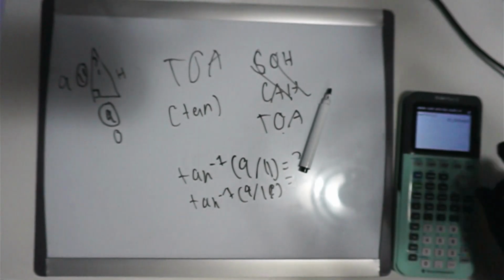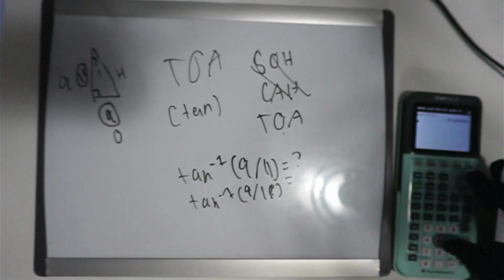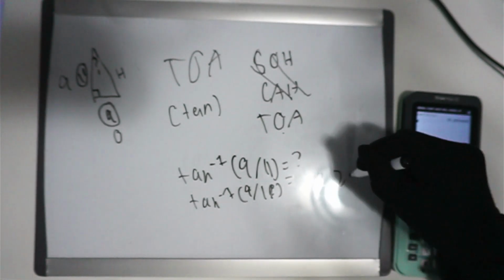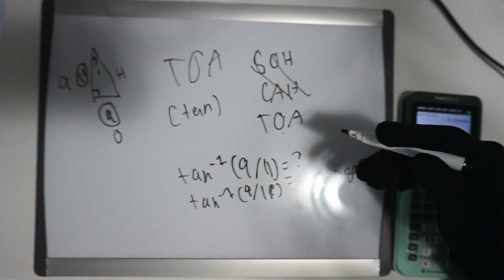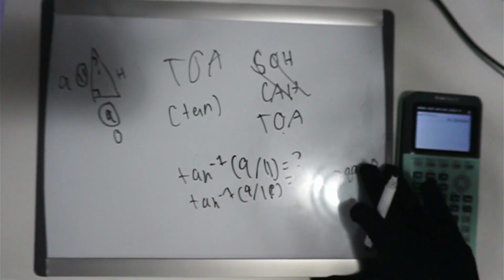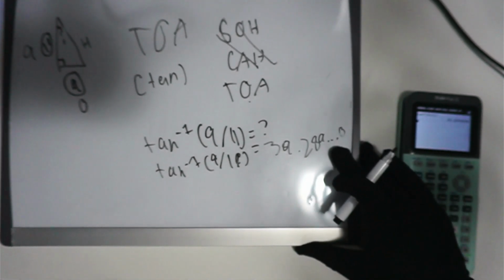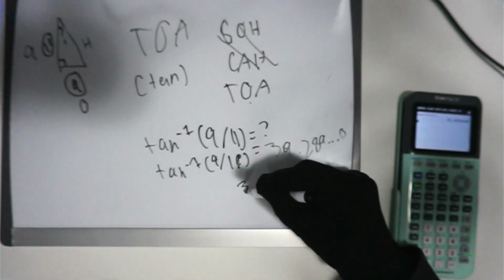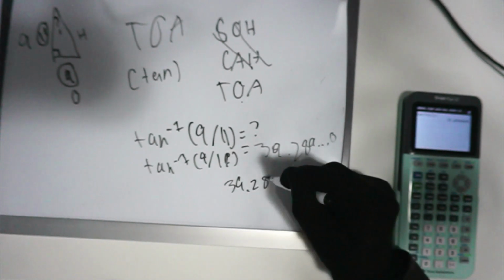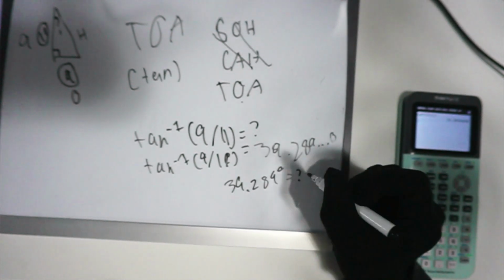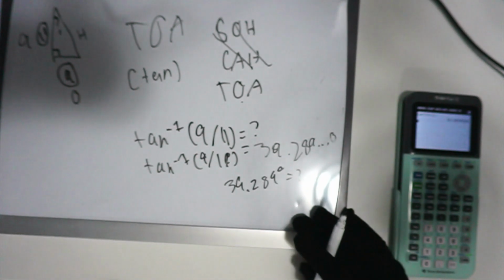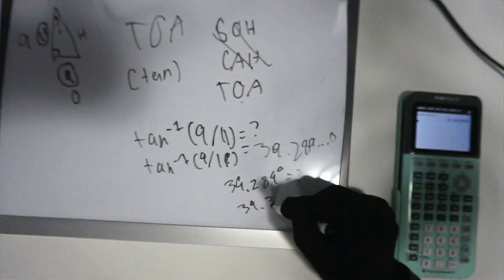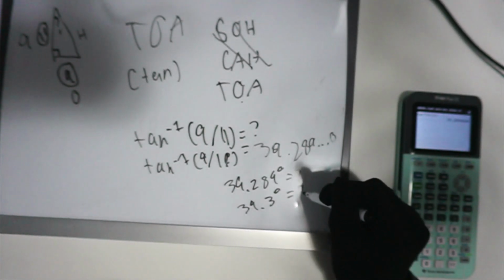And this is 39.289 degrees. So if we're trying to round to the nearest tenth, I'll just move that out of the light so it's easier. There you go. We know that it is 39.289 degrees equals question mark. And 39.289, if we're trying to round to the nearest tenth, this rounds up. So 39.3 degrees equals question mark.